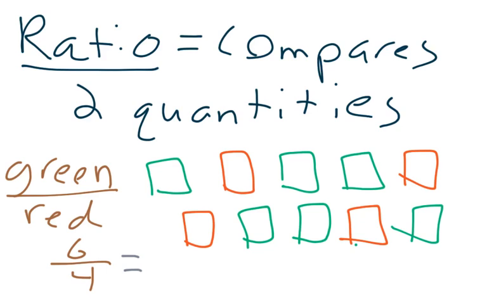So, first of all, is there a number that can go into 6 and 4 that can be divided into both of those numbers? 2. Yeah, because these are both even numbers. So 2 goes into both of those. What's 6 divided by 2? 3. And what's 4 divided by 2? 2. So our ratio of green boxes to red boxes is 3:2.